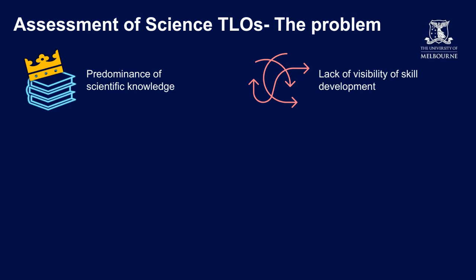The first is that even though there are 5 broad categories of learning outcomes, scientific content knowledge remains king. And secondly, there is lack of visibility of skill development and its assessment by both students and academics, suggesting either that these particular learning outcomes are not being well assessed, or they're not clearly evident when they are being assessed.